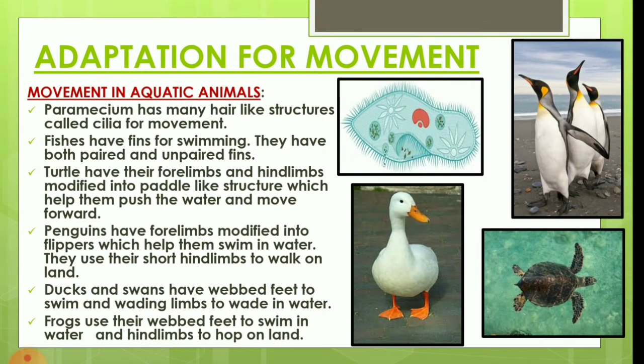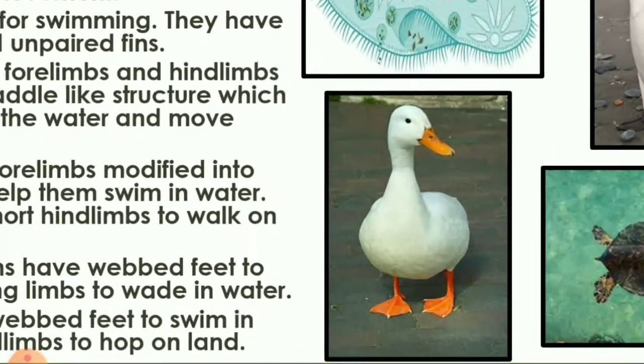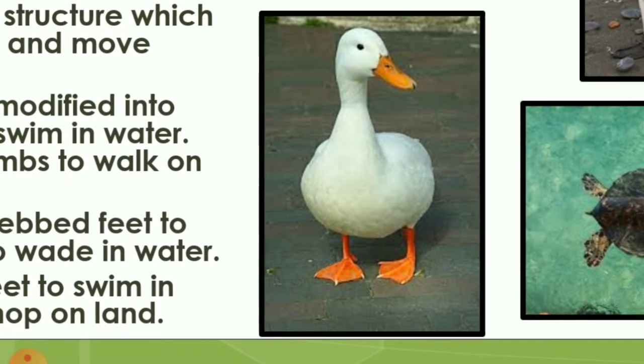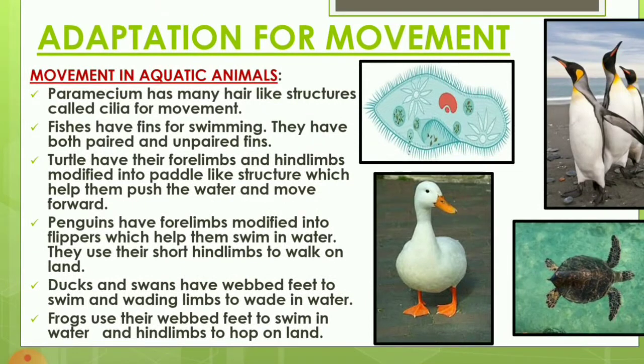Next is ducks and swans have webbed feet to swim and webbing limbs to wade in water. जो ducks होते हैं उनके जो feet होते हैं वो webbed feet होते हैं, which help them to walk on land, and they have webbing limbs to wade in water, to move in water. Frog use their webbed feet to swim in water and hind limbs to hop on land. So frog is an amphibian, so on land it uses its hind limbs to hop, to jump, and to swim in water it uses its webbed feet.